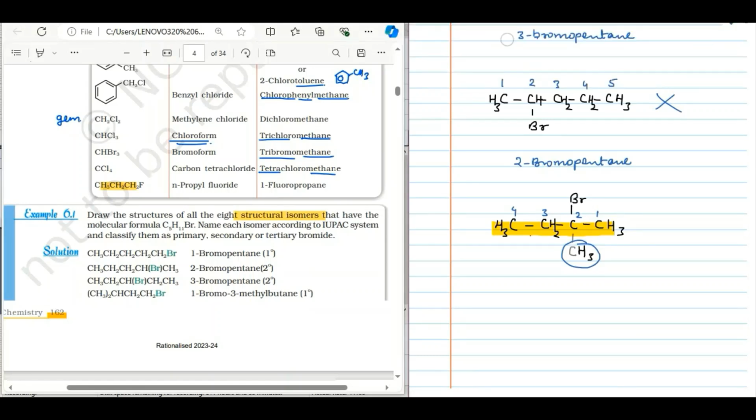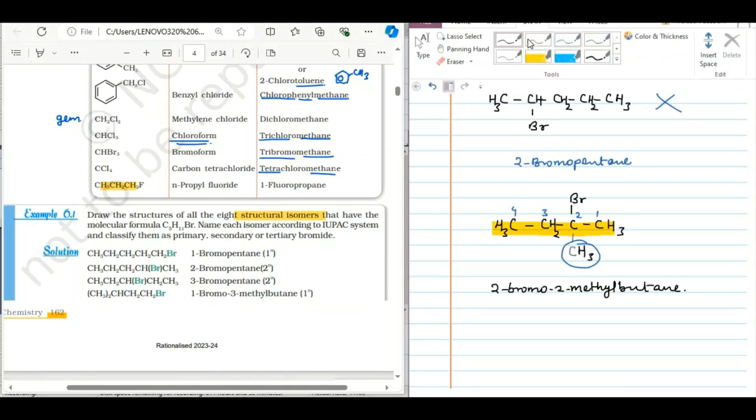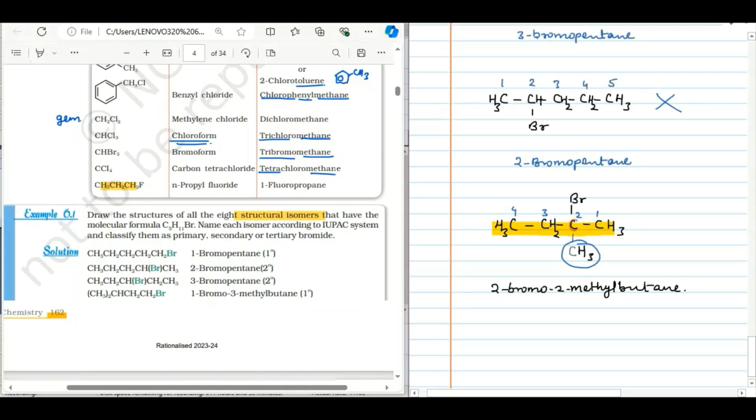Now name this molecule. So the name of this molecule will be 2-bromo-2-methyl. The parent is 4 carbon long, so the parent name will be butane. Now classify it as primary, secondary or tertiary. When you see the carbon to which bromine is bonded, it has one alkyl group, this is another alkyl group and this is another alkyl group. So as it is bonded to 3 alkyl groups, this halide is a tertiary halide.